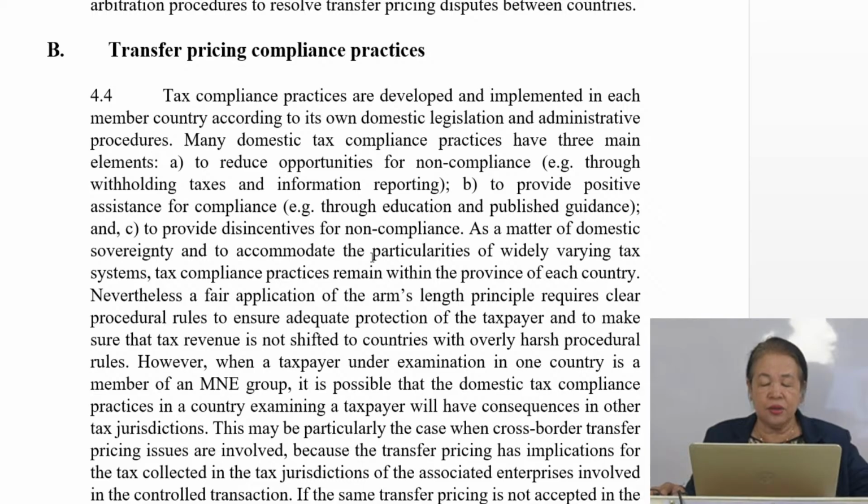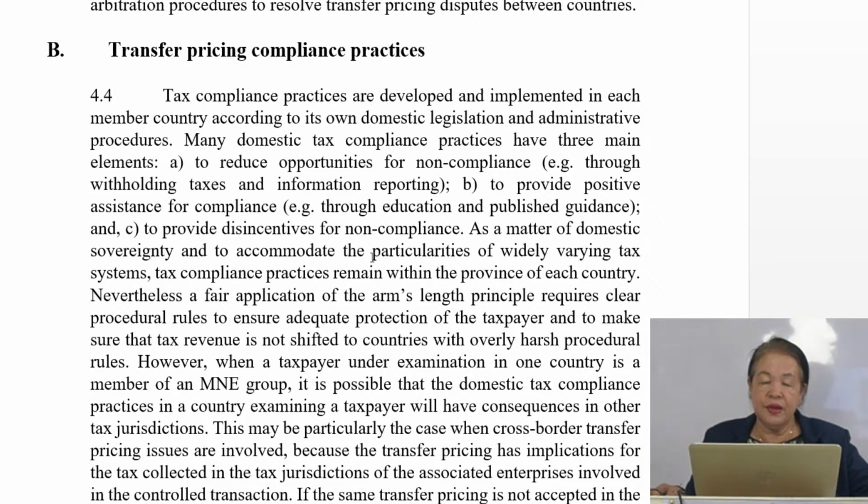So many domestic tax compliance practices have three main elements. A, to reduce opportunities for non-compliance through withholding taxes and information reporting. Why is withholding tax a very effective mode of collecting taxes? Because the withholding agent designated by the government holds the money. No? So before giving the money to the recipient, withhold the tax and remit it to the government. No? And information reporting. Letter B, to provide positive assistance for compliance. No? So assistance for those who want to comply through education and published guidance. No?